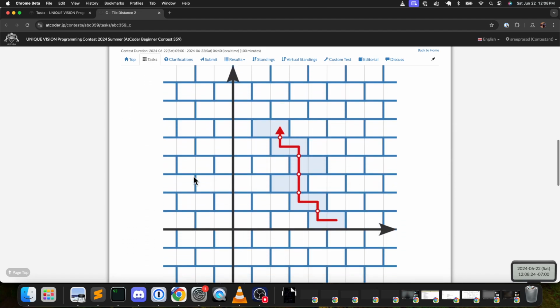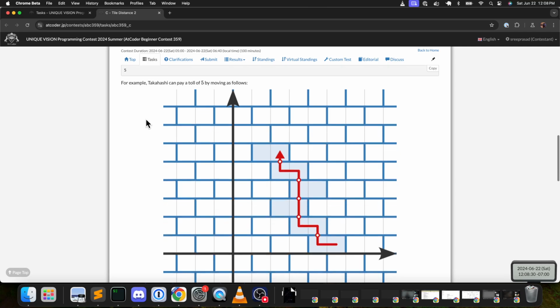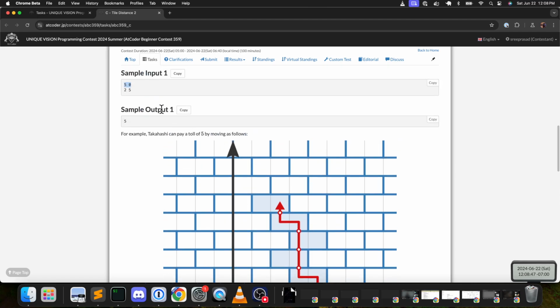So let's look at an example. Here sx is 5 and sy is 0. So you are actually at position 5, 0, 1, 2, 3, 4, 5, and then that 0.5 you want to add. So you are actually at position 5.5 and 0.5, and you have to go to position 2.5. So the actual position you want to go to is 2.5, 5.5.